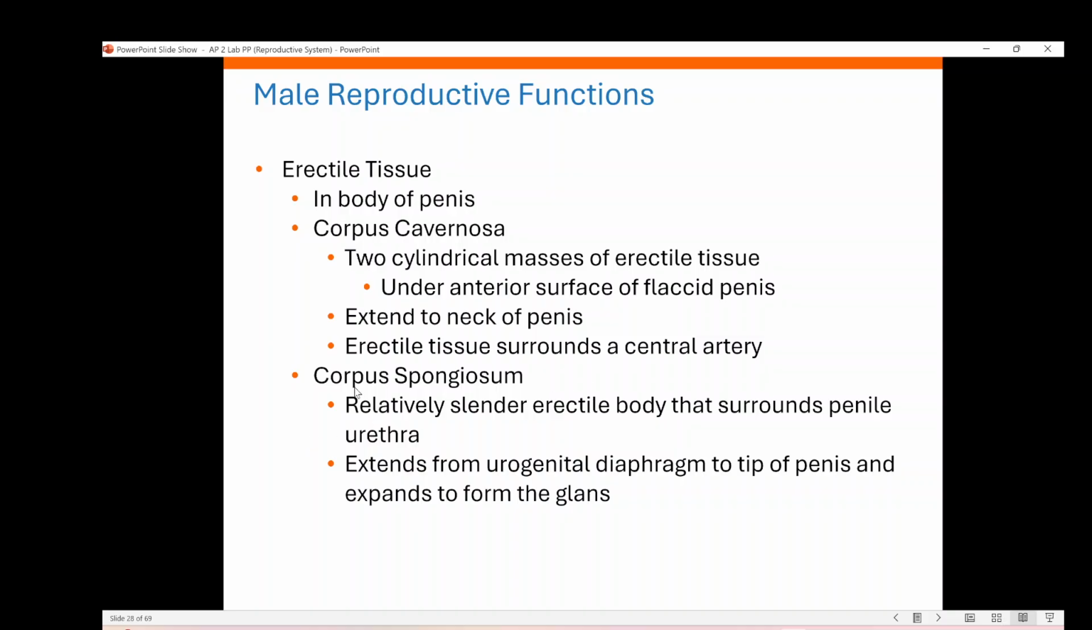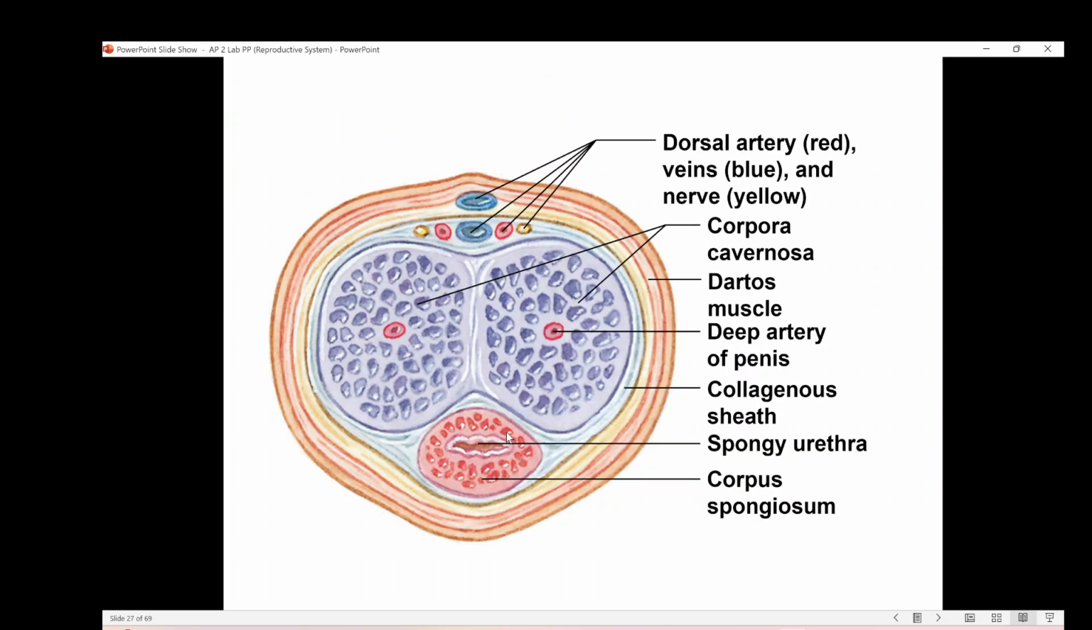The other erectile tissue is the corpus spongiosum. This is a little bit more slender. There's only one of them, and it goes from the urogenital diaphragm, which is just the pelvic floor, if you want to mark that down. It's going to extend from the pelvic floor to the glans penis, and it actually forms the glans penis. So let's take a look. Here's the corpus spongiosum. Here's the penile or the spongy urethra right over here.